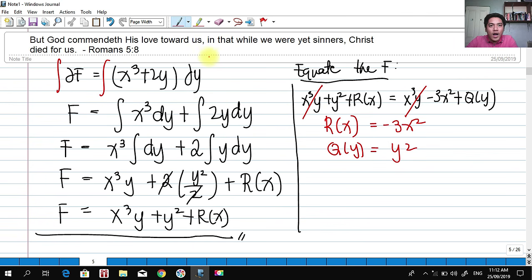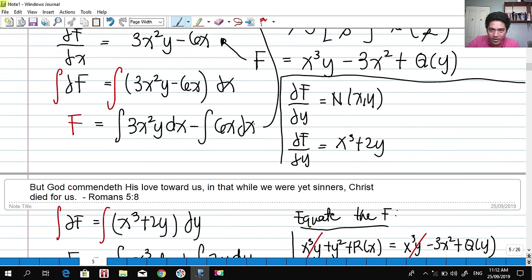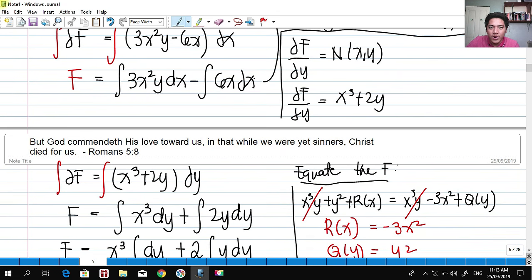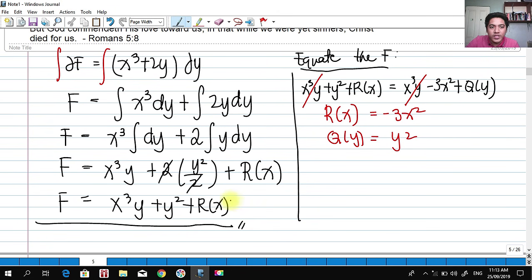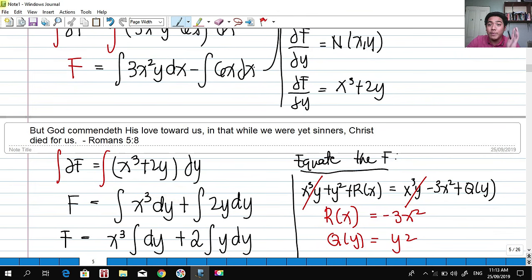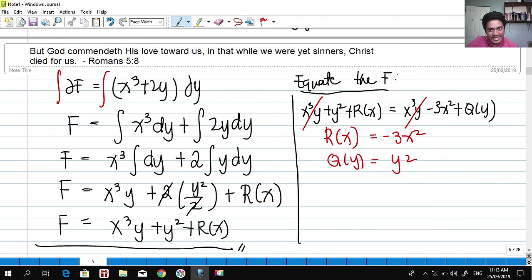Upon determining r of x and q of y, we shall get the answer by simply substituting the value of q of y in our first f function, or the r of x in our second f function. Only that this function f will be replaced by a constant c.